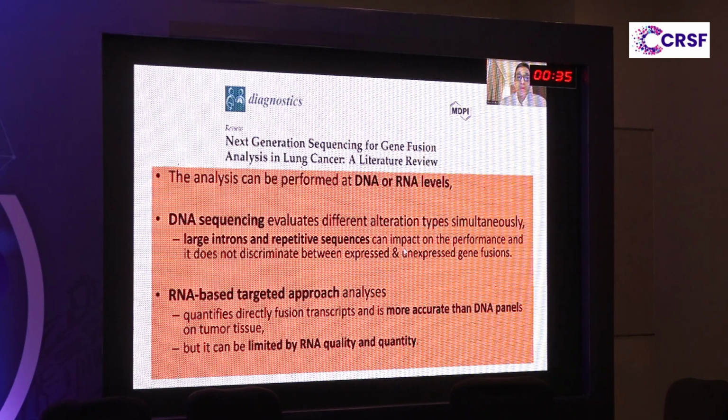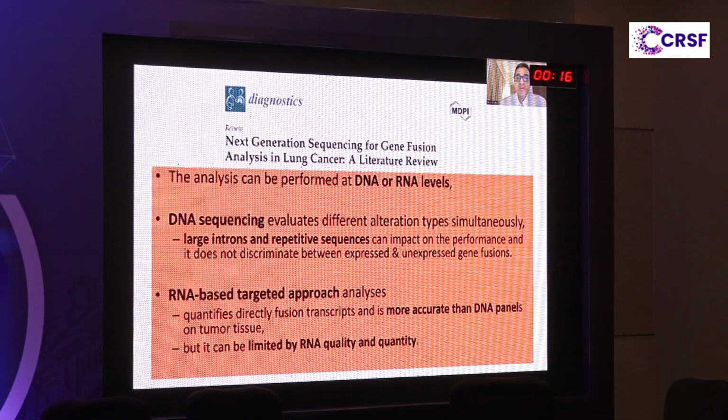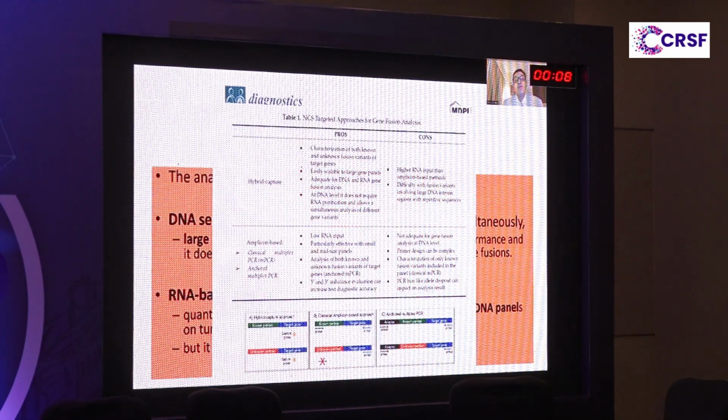But we have to keep in mind, if you are targeting only the fusions, we have to see which gene panel we are using, and an RNA based targeted approach gives more reliable information about the fusions. But we have to also keep in mind the limitations of RNA-based assays, because RNA is difficult to manage, and they can be compromised due to the quality as well as the quantity of the sample.